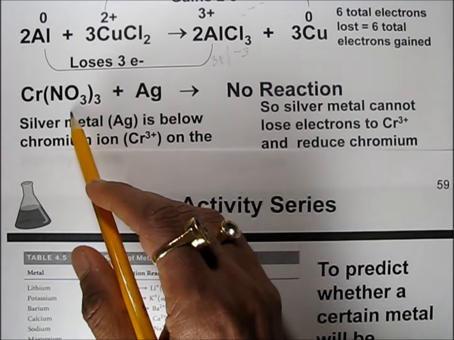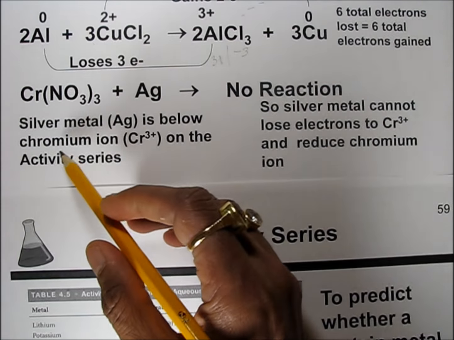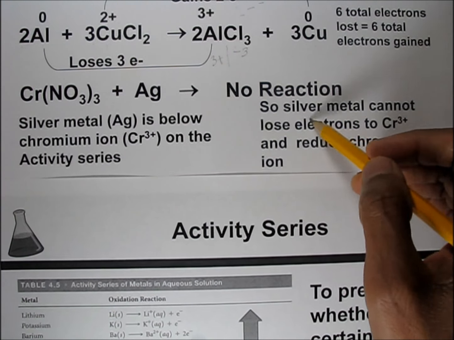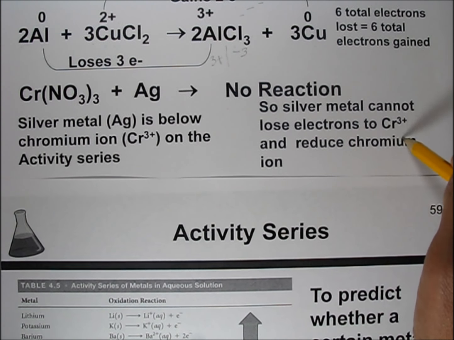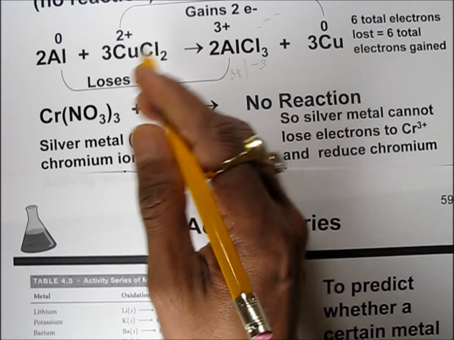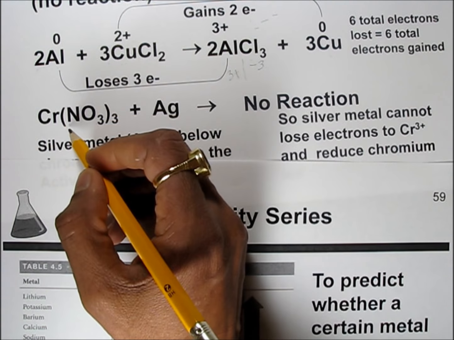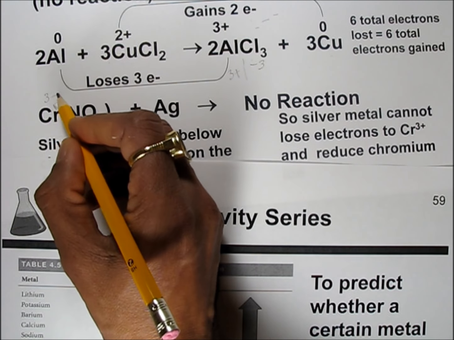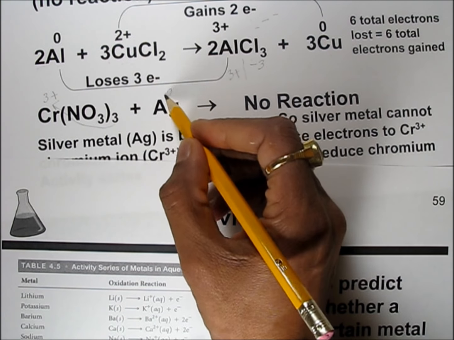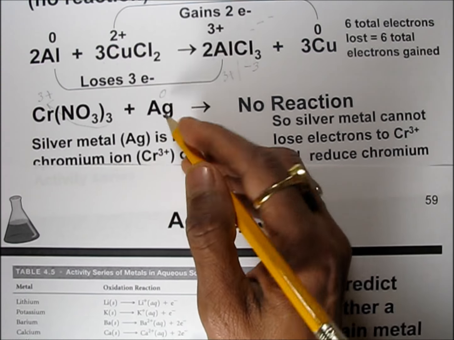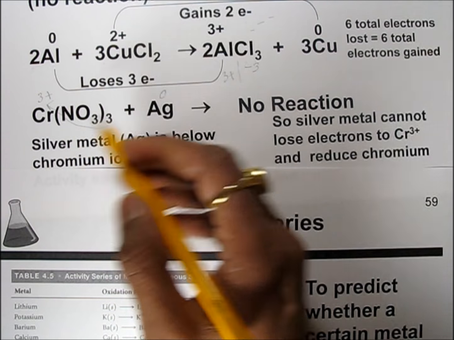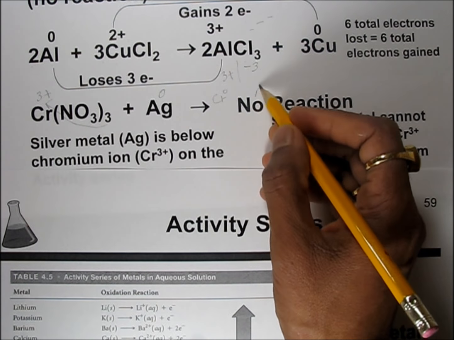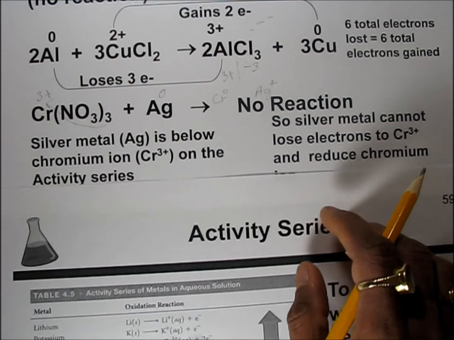On the other hand, chromium nitrate plus silver, no reaction. Why not? Because silver metal is below chromium ion in the activity series, so silver metal cannot lose the electron to chromium. If you see the charges here, each nitrate has 1 minus, and you can move the subscript 3 to the top of chromium, so chromium must have 3 plus and silver must have 0. For the reaction, chromium must gain the electron and become 0, and silver must lose the electron and become plus.